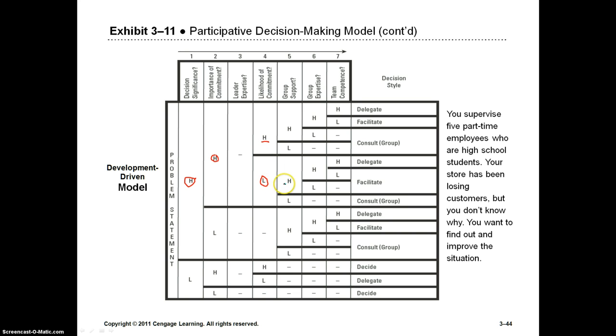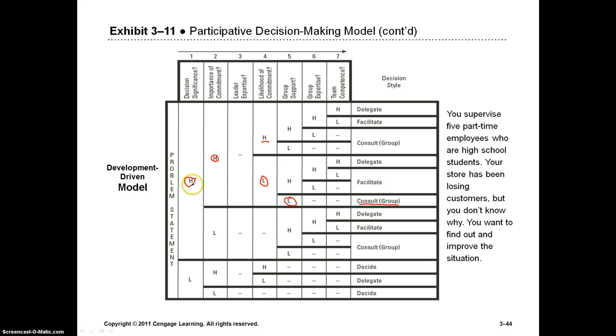If we'd answered low here, what's the group support for objectives? Again, maybe we don't know quite enough for this particular situation, but let's say that it's low, because if it was high, we wouldn't be losing customers. And if we answer low to that, we're done. We don't answer question 6 or 7, and we do consult group. We call everybody together in a meeting, we tell them, hey, we're losing customers, and we get their ideas on what to do about it. Exactly what you probably would have said you should do in this situation, even if you weren't using the model.